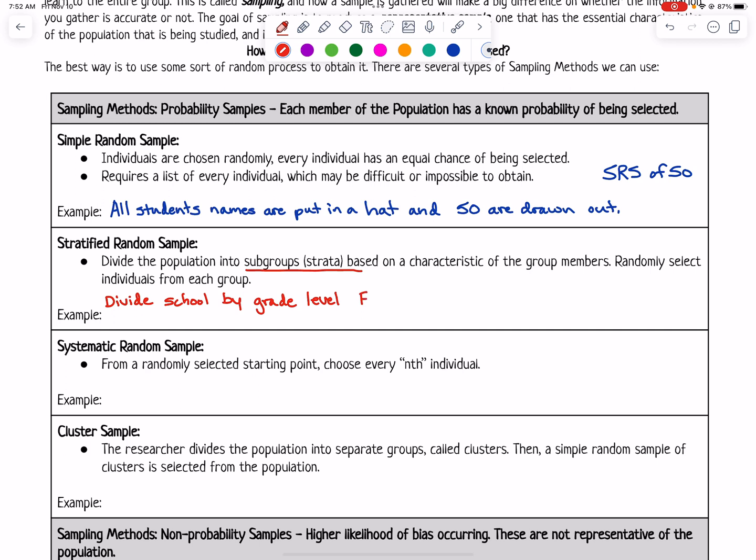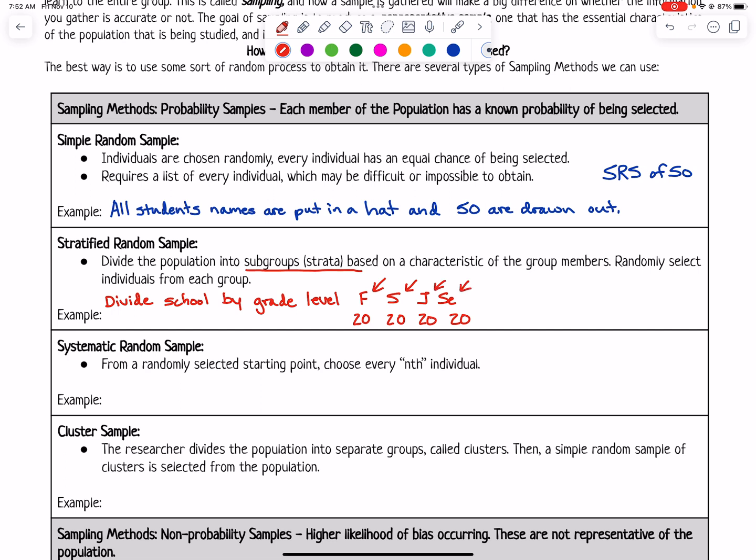So if we have freshmen, sophomores, juniors, and seniors, and then we randomly select 20 freshmen, 20 sophomores, 20 juniors, and 20 seniors, but still randomly selecting them. So let's say we put the freshmen in a hat and draw out 20. We put the sophomores in a hat and draw out 20. Same for juniors and same for seniors.